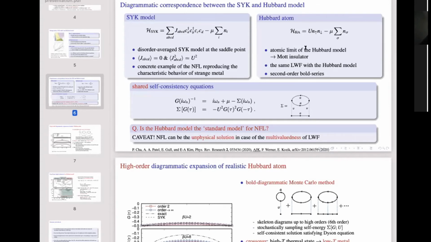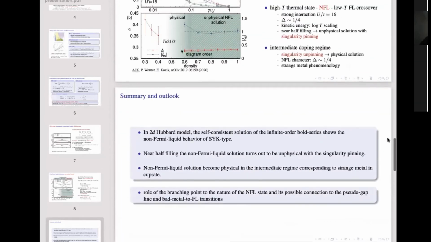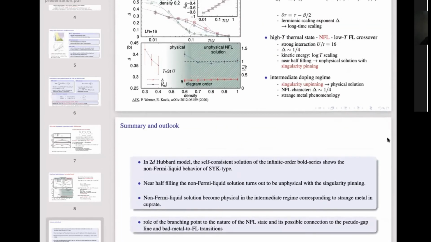The non-Fermi liquid near half filling is an unphysical solution, and in the intermediate doping there is a certain regime where we can find the non-Fermi liquid solution with the singularity unpinning. That's the observation we have in the actual 2D Hubbard model. Okay, and with the SYK model, you don't find this?